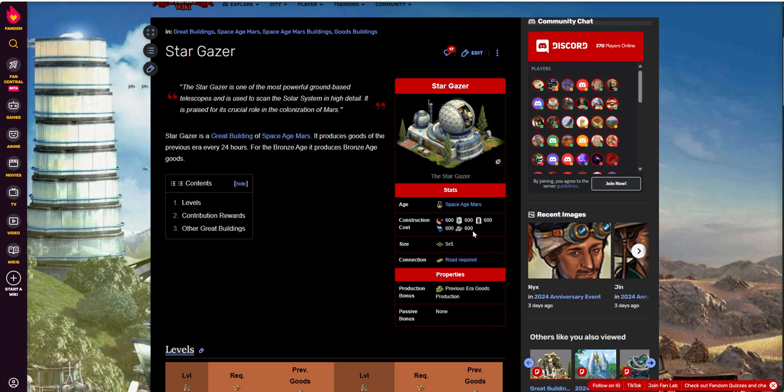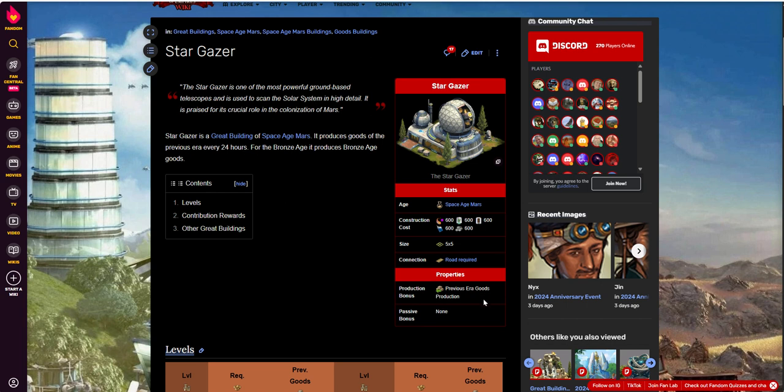Okay, so the Stargazer, it is a Space Age Mars building. It costs 600 of everything to build, so you've got an average cost of 600. Same cost, same size as the Virgo. It does require a road, just like the Virgo, of course, because it's a great building. Production bonus, it gives you previous era goods production, and it gives you no passive bonuses.